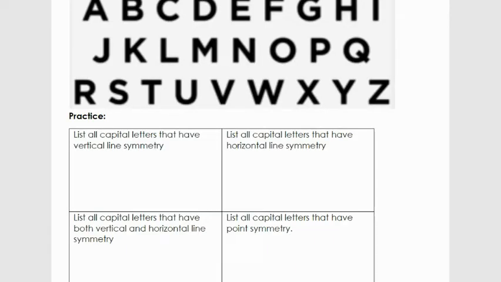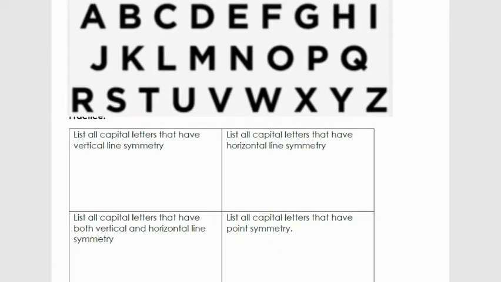Okay, so this says list all the capital letters that have vertical line symmetry. So we already said the letter A does. Let's try that again. So that would be the letter A.